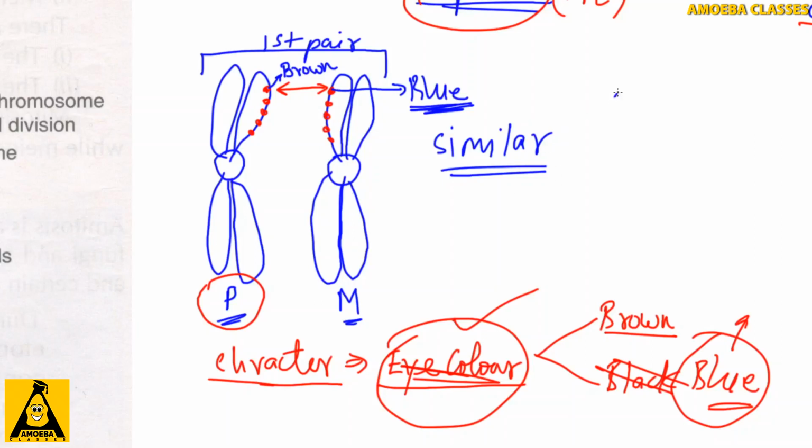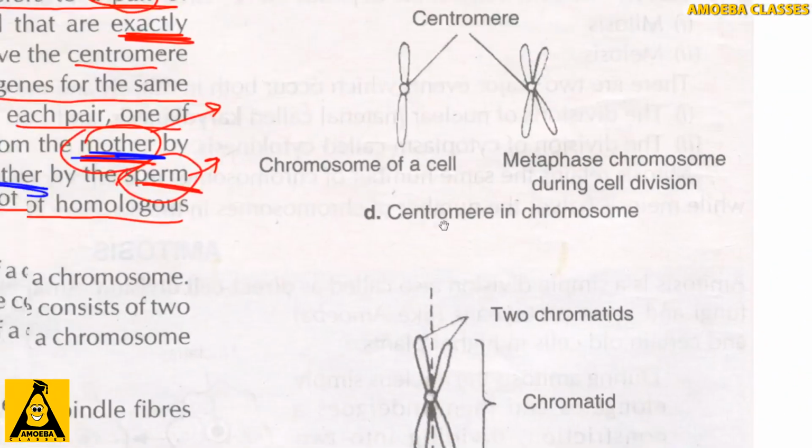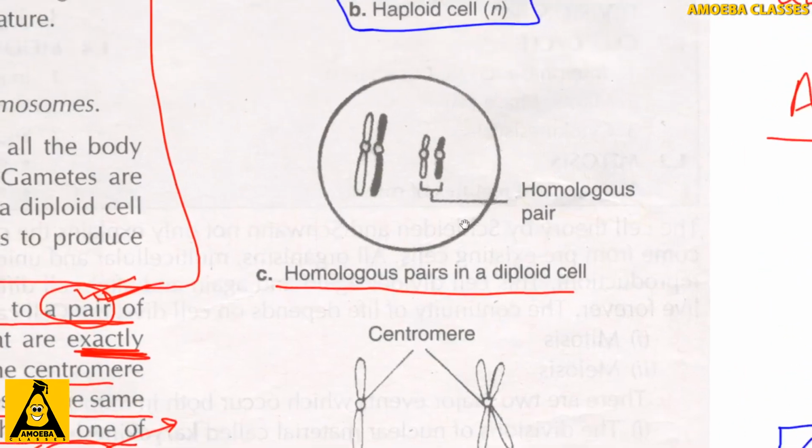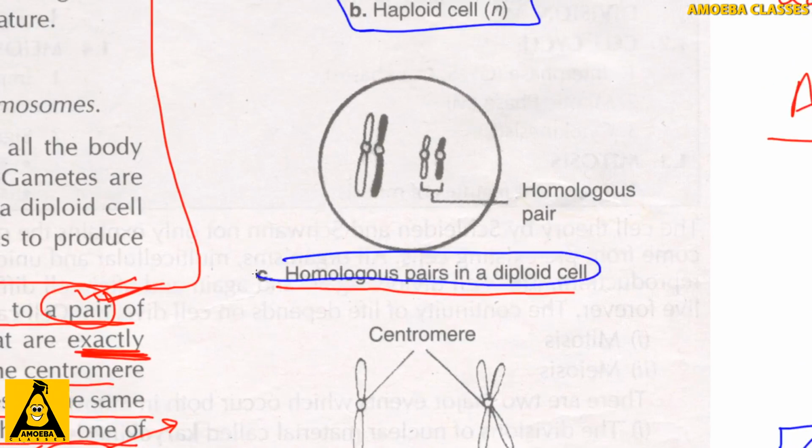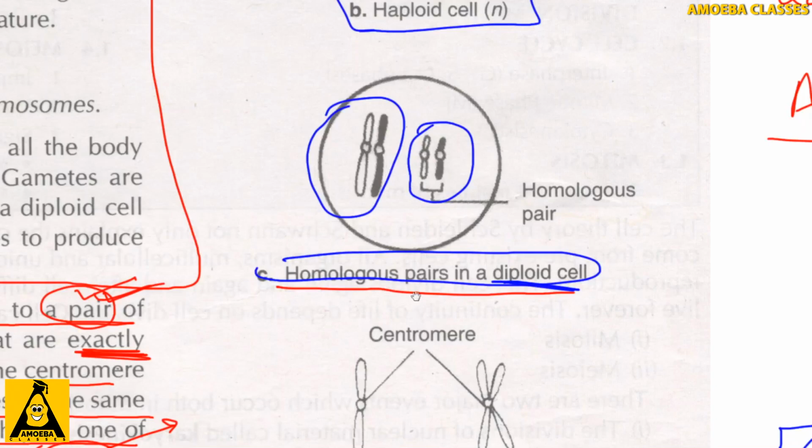It can be the height, the eye color, the hair color, the shape of the nose, the shape of the ear. All the characters present in the human body are controlled by genes. So this was the study of homologous chromosomes. Over here you see homologous pairs in the diploid cell. This is one pair, this is another pair. They are similar in shape and size, but non-identical.